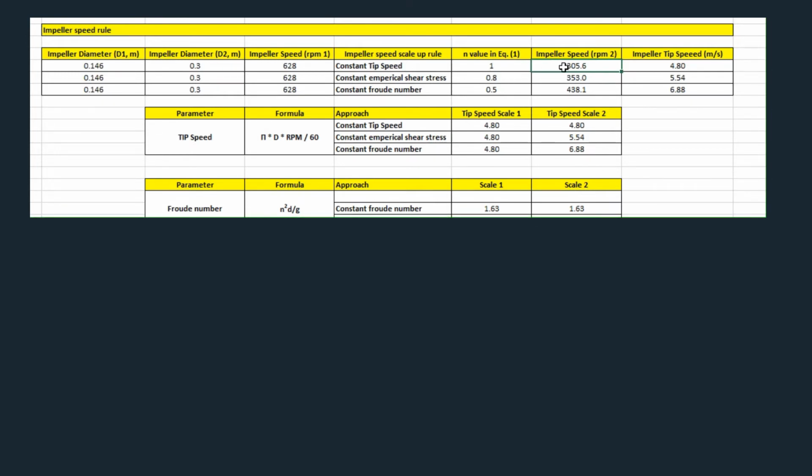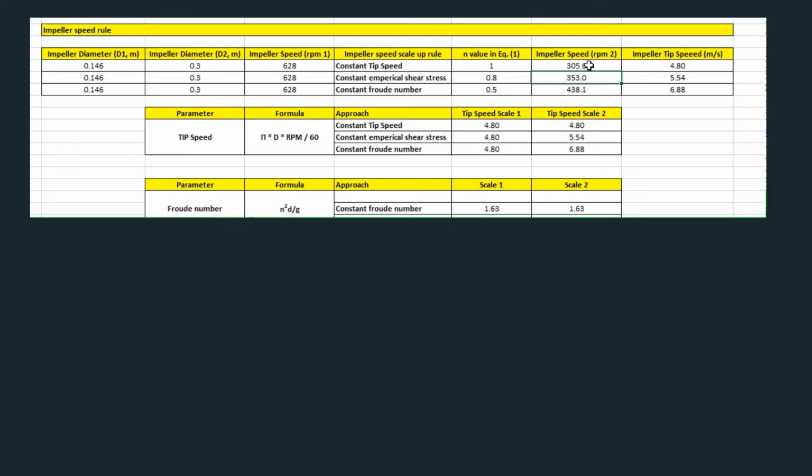So we can calculate the RPM of the second scale by D1 by D2 multiplied by the RPM of the first scale. I'm again repeating the formula: RPM2 divided by RPM1 equals D1 by D2. So D1 by D2 multiplied by RPM1 will give the second scale RPM. What we did here, you can see B5. B5 is the first scale diameter divided by C5. C5 is the second scale diameter, correct, multiplied by the first scale RPM. So it will give the second scale RPM, that is 305.6.